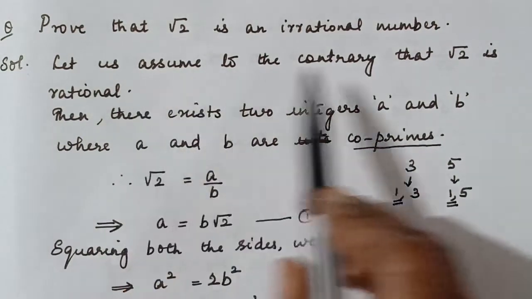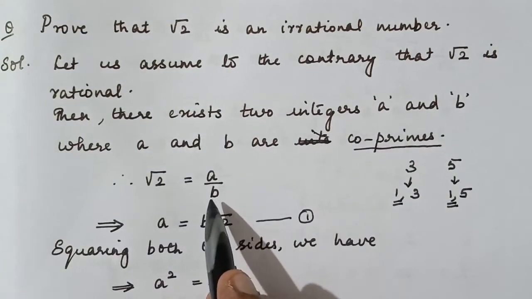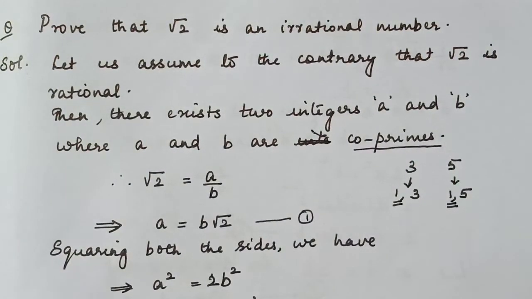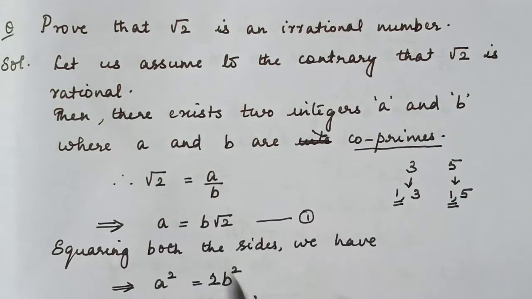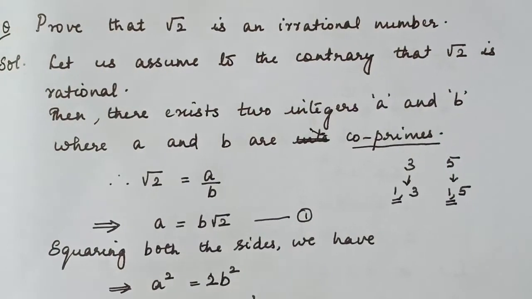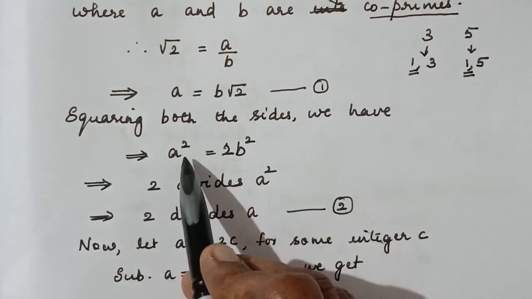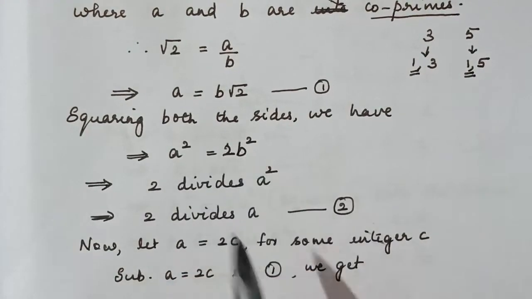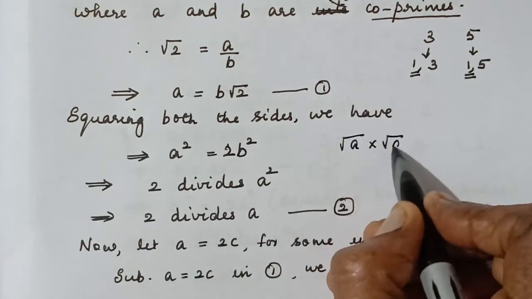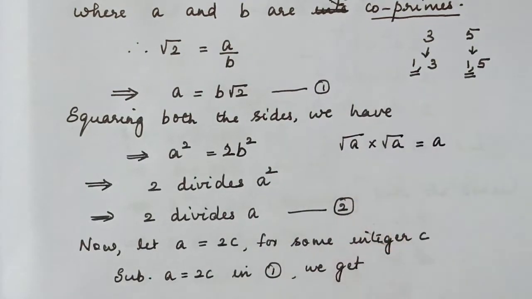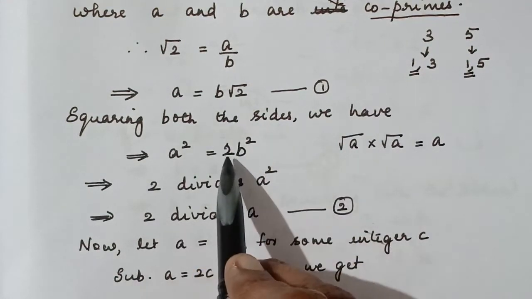So we are assuming that root 2 is rational. Then root 2 can be expressed in the form a by b. From this, cross multiplying, a is equal to b root 2. Now after that, square both the sides. a squared is equal to 2b squared. How much is root 2 into root 2? It is 2. So when you square root 2, root 2 into root 2 is 2.